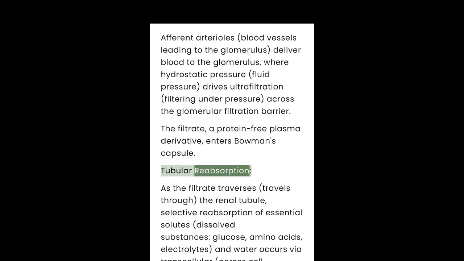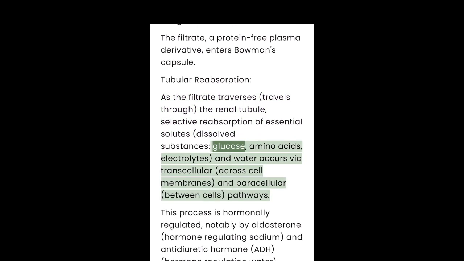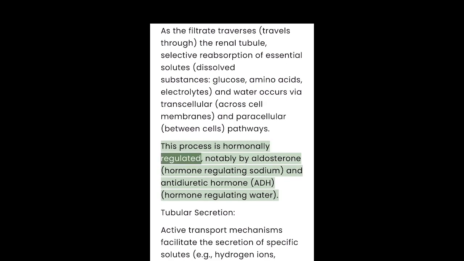Tubular reabsorption. As the filtrate traverses the renal tubule, selective reabsorption of essential solutes, dissolved substances, glucose, amino acids, electrolytes, and water occurs via transcellular and paracellular pathways. This process is hormonally regulated, notably by aldosterone and antidiuretic hormone.